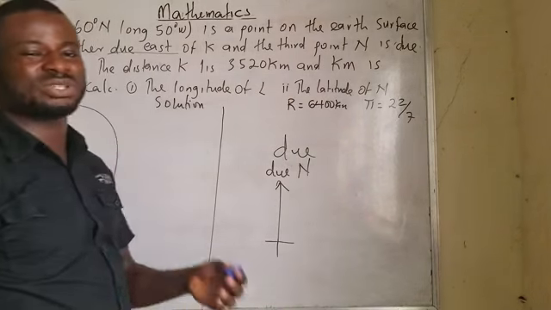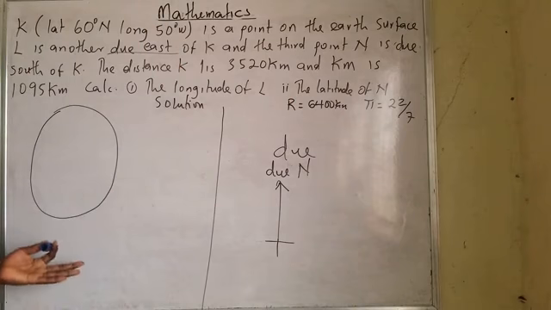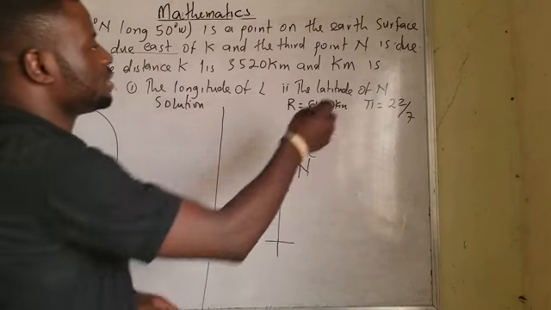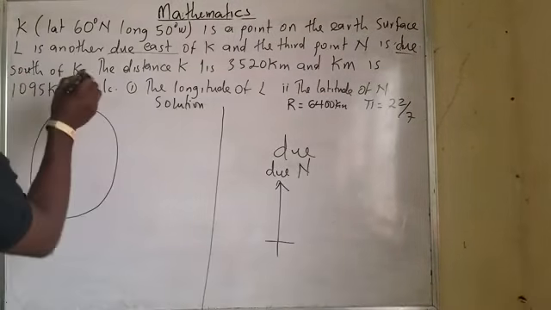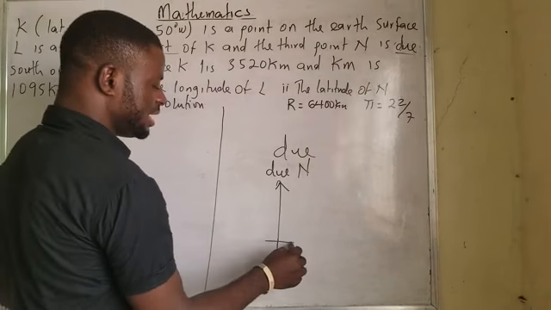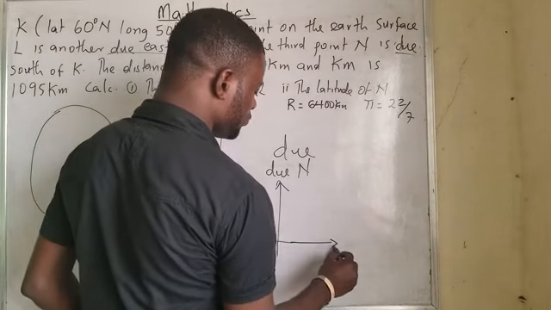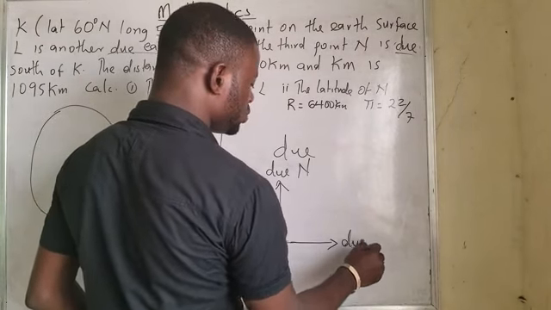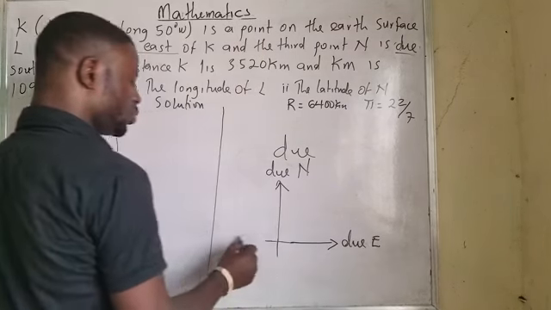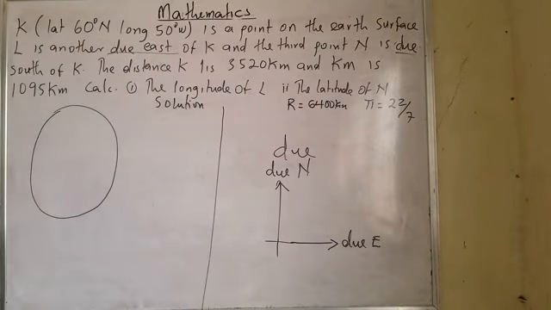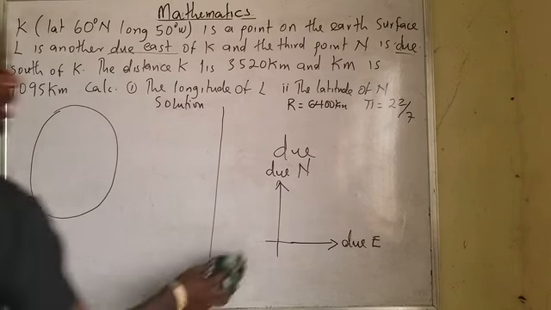I've explained it when I was teaching bearing and distance. I've explained the word due. Now, if you are talking about due east, my due east is this movement. This is called due east. Now, also due west, and please take note of that. I'm just trying to break down the word due on this question. The word due is very, very important.